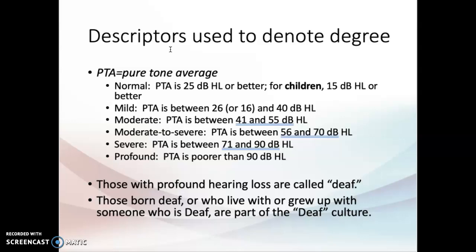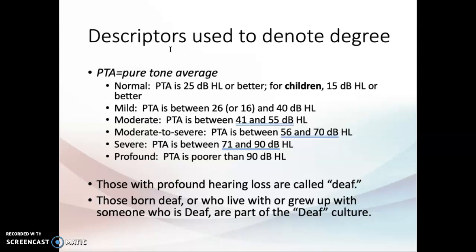So the important point there is, for children, we have more rigid and strict requirements for normal hearing than we do for adults, because children are developing language. They need more auditory access than adults. They don't have language experience that adults have, so they need better audibility. And then you can see mild hearing loss is a pure tone average between 26, or 16 for kids, and 40 dBHL. Okay, so this is showing you how the pure tone average can be used to specify a degree of hearing loss for an individual.